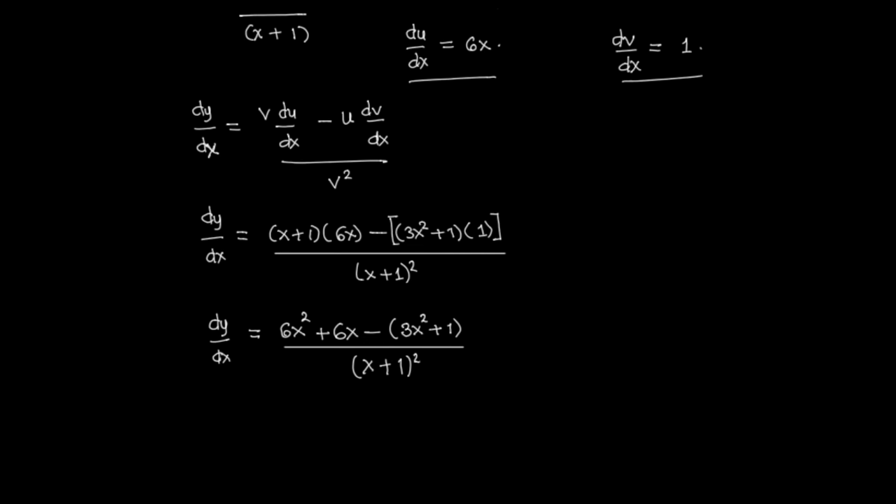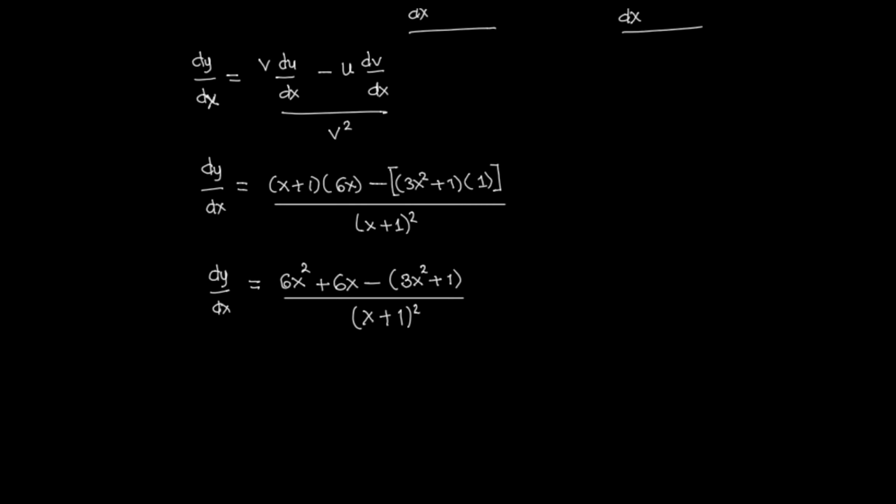So still we can go ahead and simplify the numerator, and then dy by dx is equal to, let's rewrite this one here, 6x squared plus 6x, then we open up this bracket by the negative 1 in front of the bracket, so we have negative 3 as a result of multiplying negative 1 by positive 3x squared.